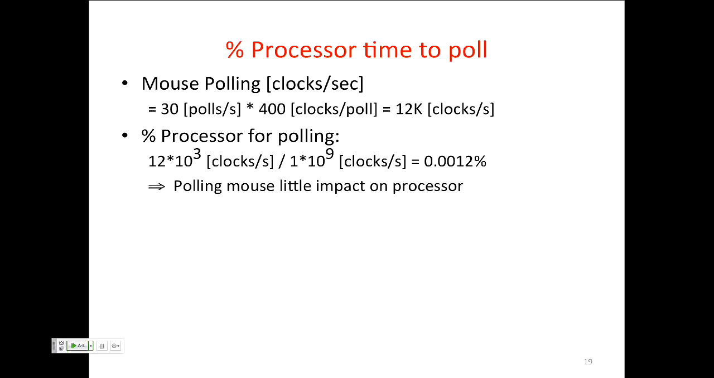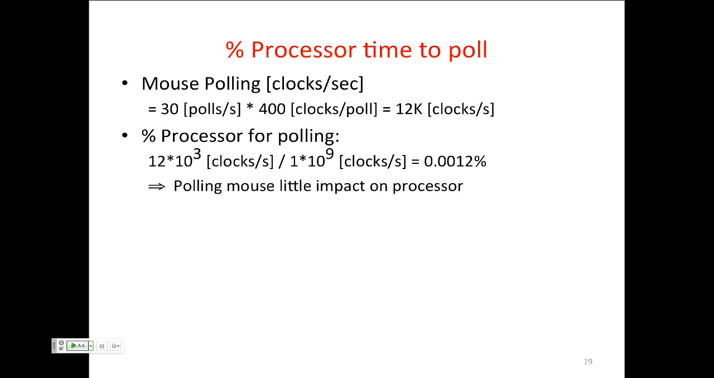In the case of the mouse, we said we are polling 30 times per second, and each poll takes 400 clock cycles. That means that per second, we spend 12,000 clock cycles in polling. And that's not too bad, because 12,000 clock cycles in 1 second, well, we have 1 gigahertz, so that means we have 10 to the 9 clock cycles per second, so we only spend 0.0012% polling.